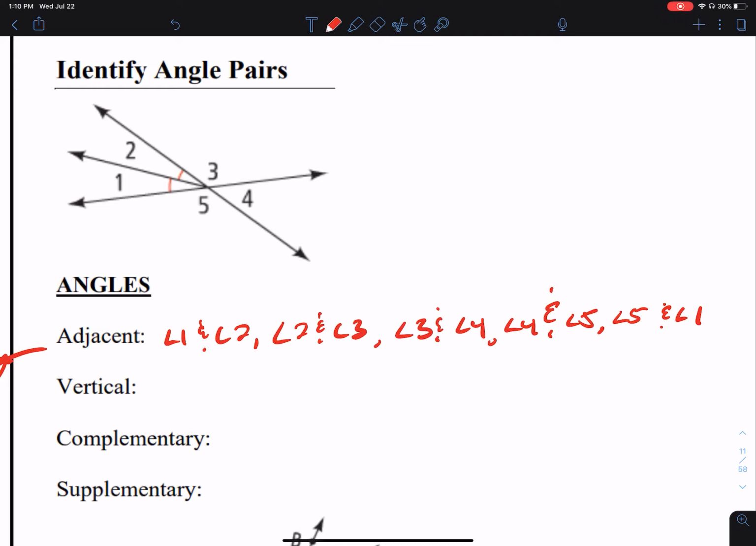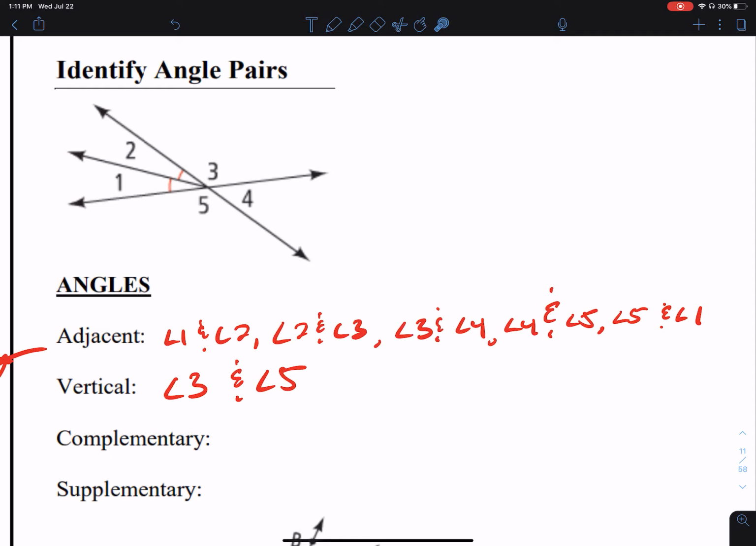Vertical angles. Does this picture have any vertical angles? Angle 3 and angle 5 are vertical because it's formed by two intersecting lines and they're not adjacent. That's the only pair. Angles 1 and 2 combined are vertical to 4, but we don't have a name for that, so we can't name it.